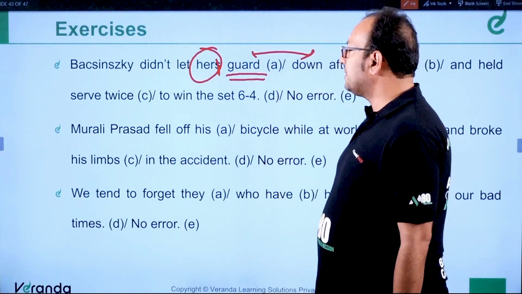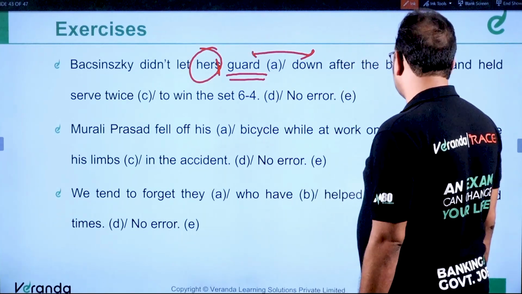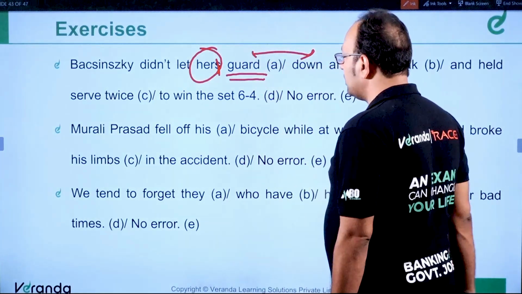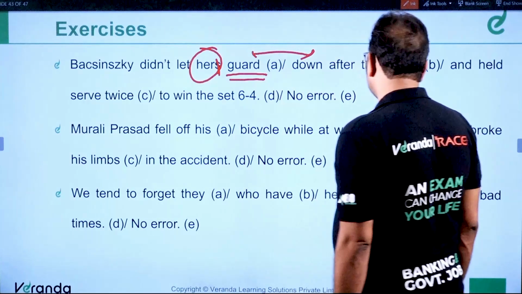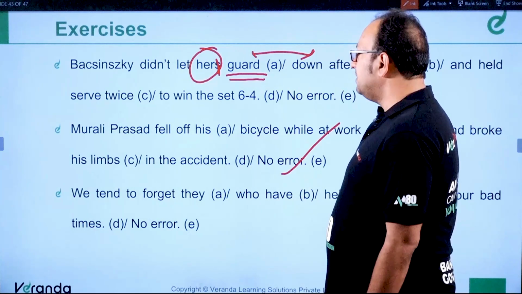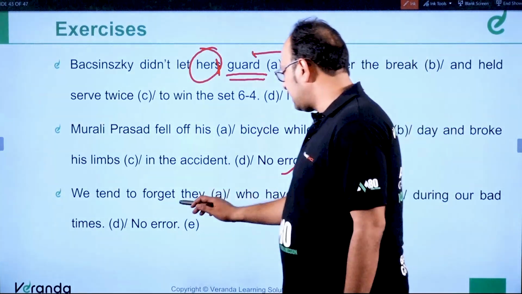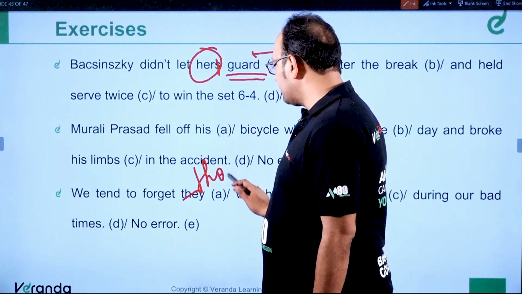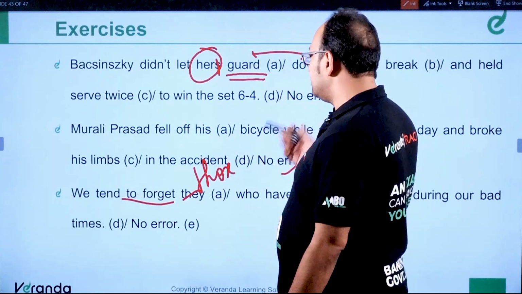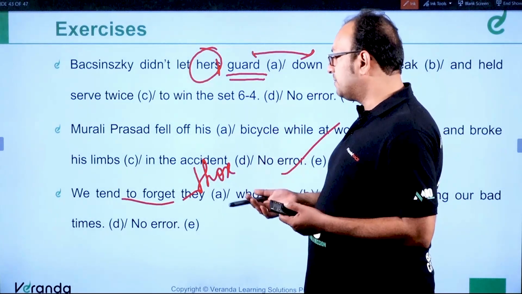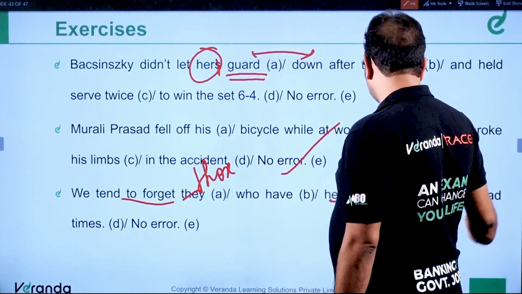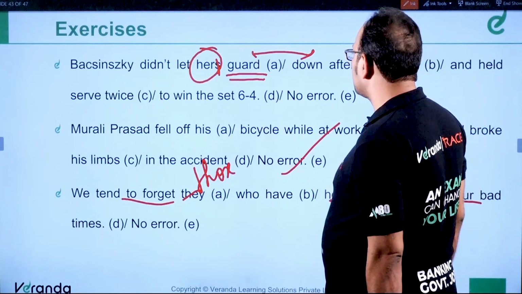Fine. Okay. Murli Prasad fell off his bicycle while at work one day and broke his limbs in the accident. No error. We tend to forget they, those. I told you those is the correct structure. We tend to forget those. Generally, when a verb or an infinitive comes before this, we forget those who help us. Those who have helped us during our bad times. Clear? Moving ahead.